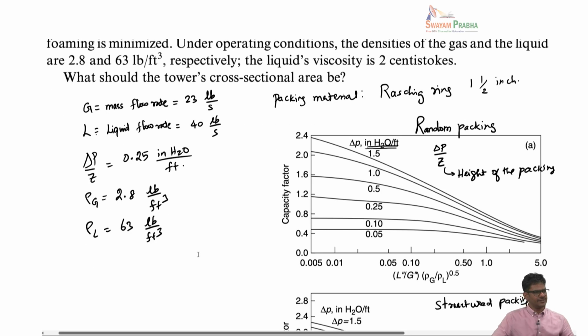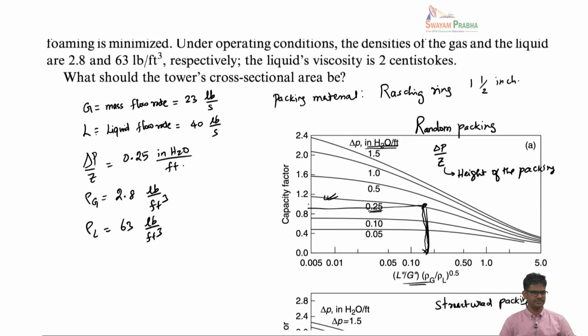The way we will solve this problem is, first we will calculate the value corresponding to the x-axis here. Then we know the target pressure drop, which is 0.25, so we choose this particular curve. Once we know the x-axis value, let's say it's somewhere here, we go vertically to that particular line, and then read the data from here to get the capacity factor. Once you know the capacity factor, I will show you how to calculate the diameter. So that's the strategy.